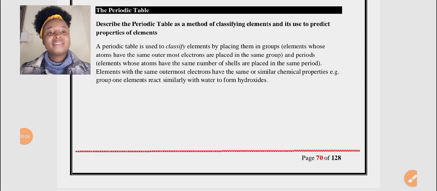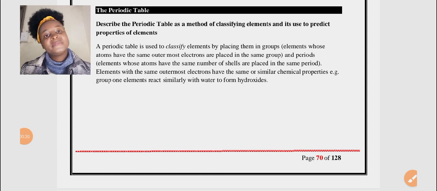Today we are looking at the periodic table. We need to be able to describe the periodic table as a method of classifying elements and its use to predict properties of elements, right? The periodic table is used to classify elements by placing them in groups. Elements whose atoms have the same outermost electrons are placed in the same group.